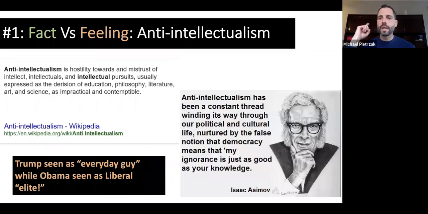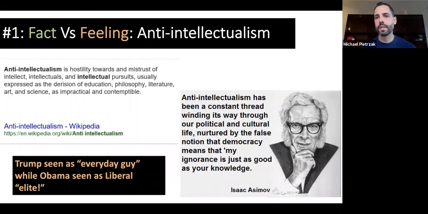Number one, who knows Isaac Asimov, right? Well, he's, I think, officially the most prolific writer, which means he's written the most out of any other author, any person in history. And he has this amazing quote: anti-intellectualism has been a constant thread winding its way through our political and cultural life. And by our, I think he's saying the United States, but we can apply this to the West in general. Nurtured by the false notion that democracy means that my ignorance is just as good as your knowledge, right?